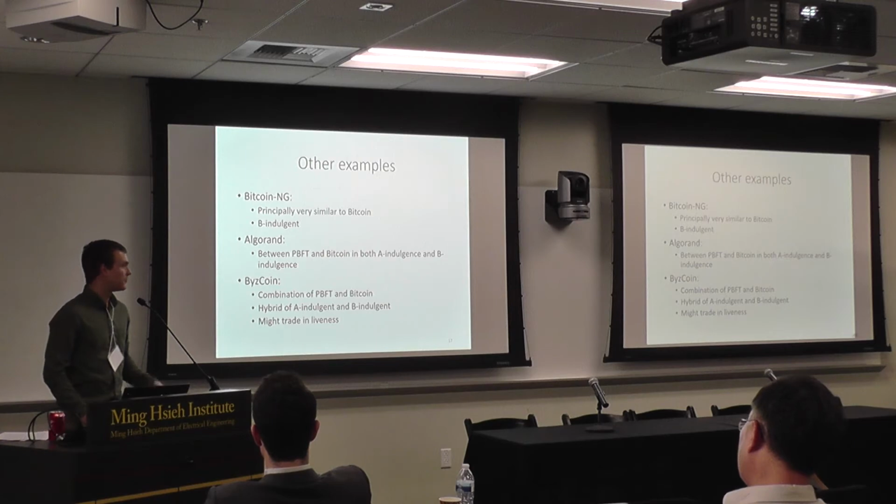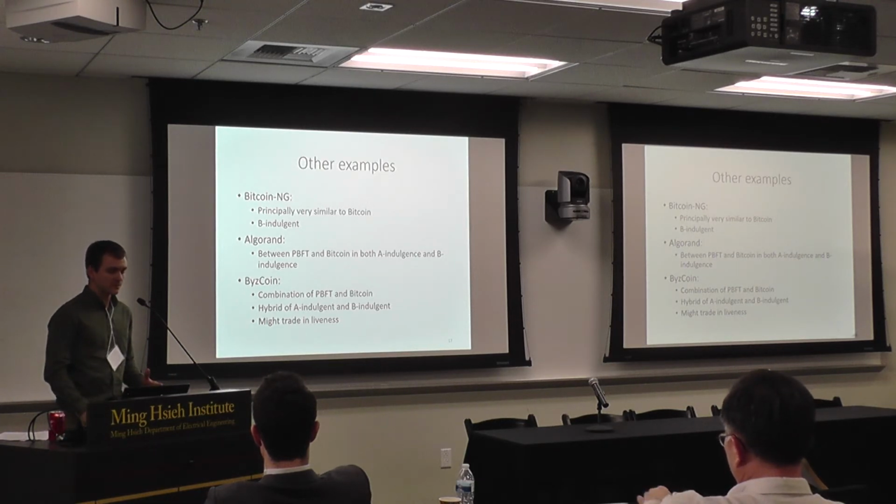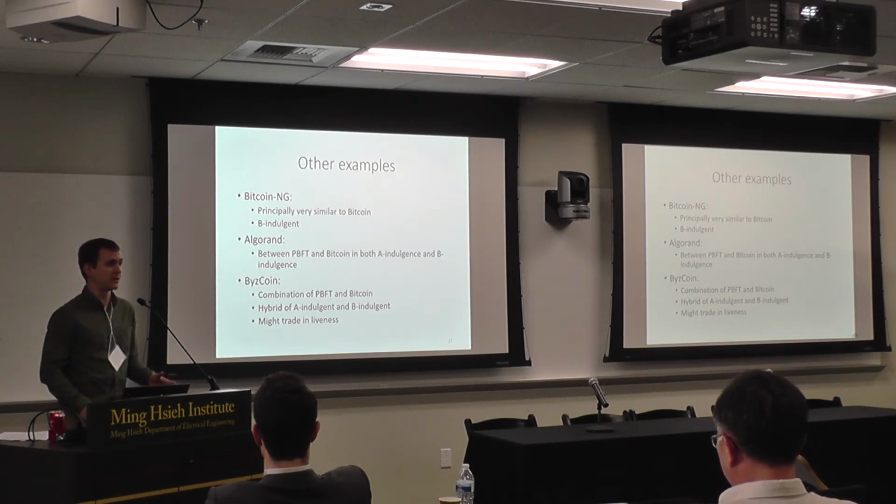And my last example is Bitcoin-NG, which is also a very interesting hybrid between PBFT and Bitcoin. And in this sense, it's also a hybrid between A-indulgent and B-indulgent algorithms. It's a combination of PBFT and Bitcoin. For the leader election, it uses Bitcoin, and PBFT is executed somehow on top of it. So it tries to pick the best of B indulgence and A indulgence. However, it has other drawbacks.